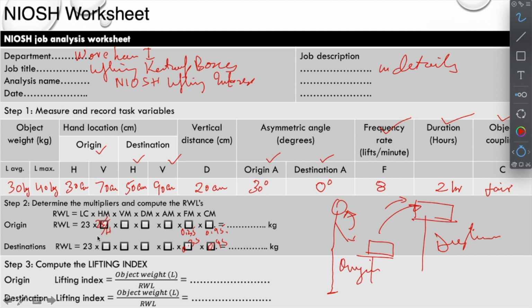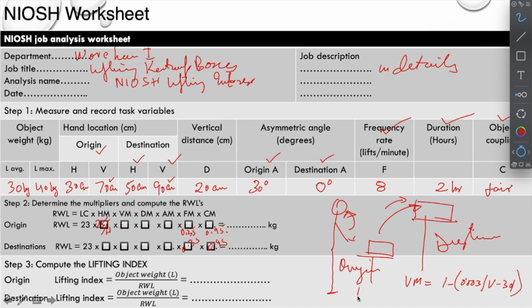This is a formula. Then distance also has a formula, and asymmetry has a formula. Once we know all these things, to calculate the vertical multiplier, the vertical multiplier is nothing but 1 minus 0.003 multiplied by the absolute value of V minus 30. Here V at the origin is 70 and at the destination is 90. So we can calculate the value and substitute here.